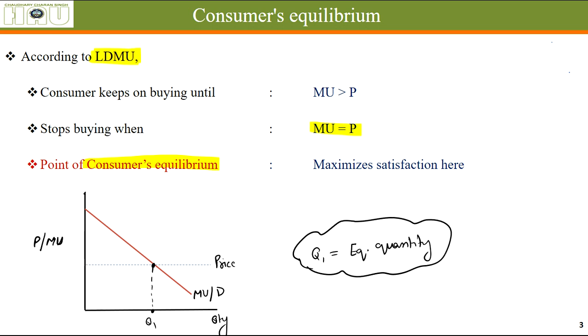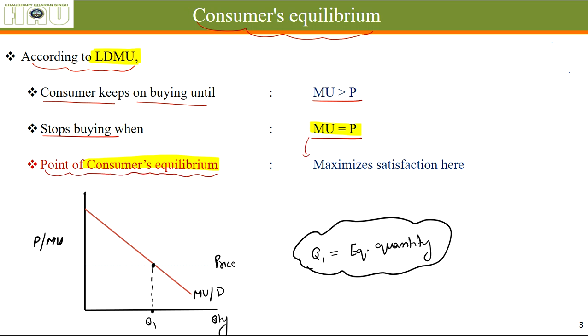Consumer equilibrium simply means how much people decide to buy when they are in equilibrium regarding their buying decisions. According to the law of diminishing marginal utility, I told you that consumers will keep on buying as long as the marginal utility, that is the satisfaction they get, is more than the price. They will stop buying when marginal utility is equal to price. So this is called the point of consumer equilibrium.